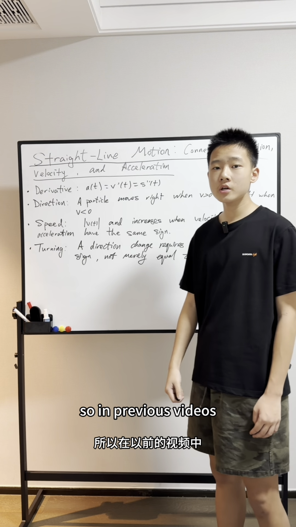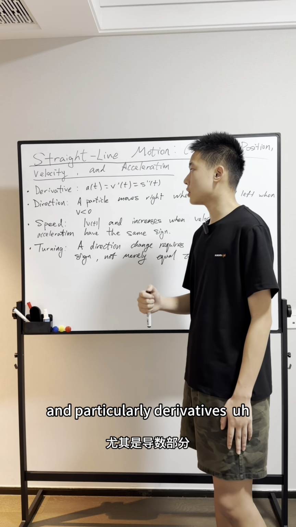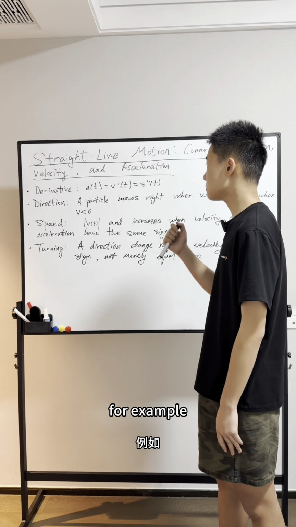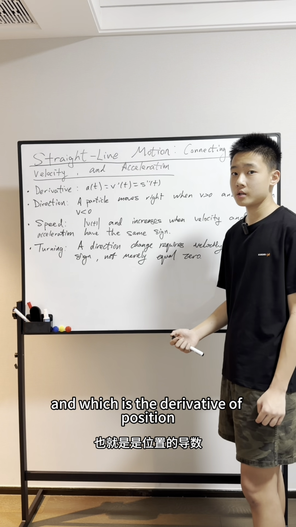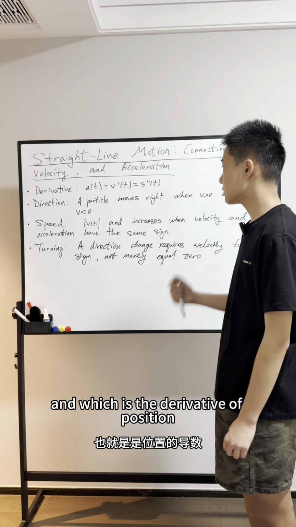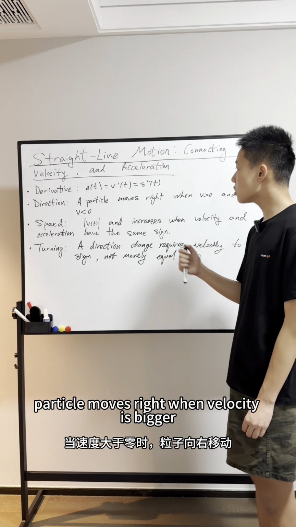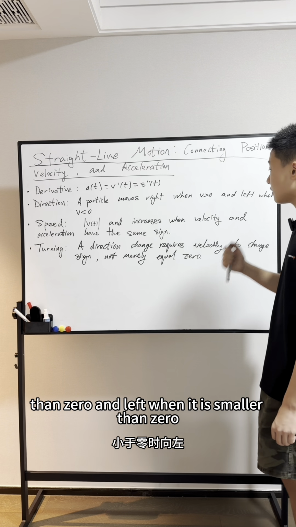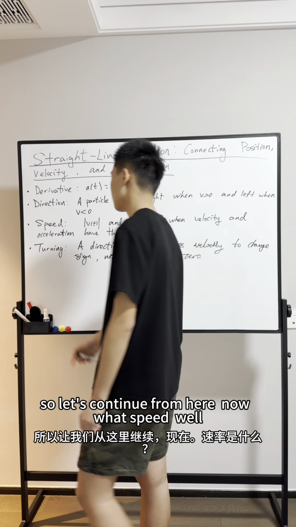In previous videos, we have also talked a little about this, and particularly derivatives. For example, acceleration is the derivative of velocity, which is the derivative of position. We've also looked at direction, in which a particle moves right when velocity is bigger than zero and left when it is smaller than zero. So let's continue from here.